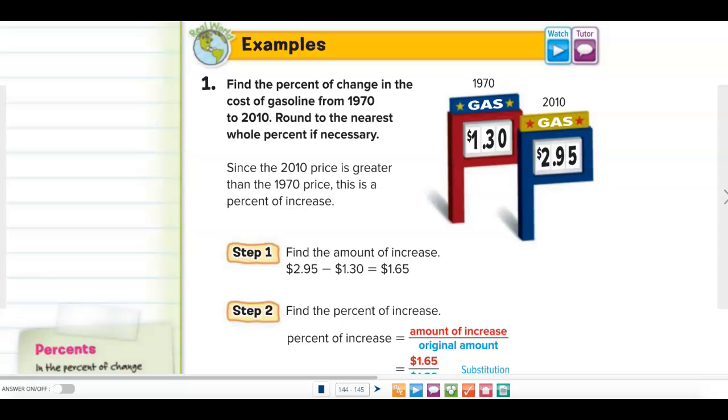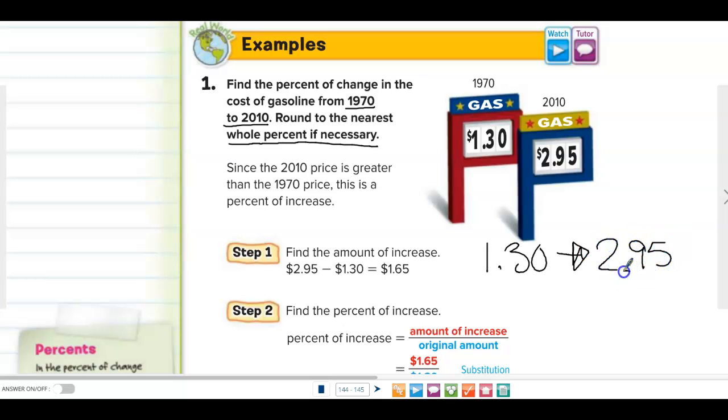Okay, so on example 1, it says find the percent of change in the cost of gasoline from 1970 to 2010. Round to the nearest whole percent if necessary. So our key words are we're going from 1970 to 2010, and we're going to round to the nearest whole percent if necessary. So our original amount is going to correspond to the year 1970, which is $1.30. Yep, you can underline it with me. And we're going to the cost in 2010, which was $2.95.